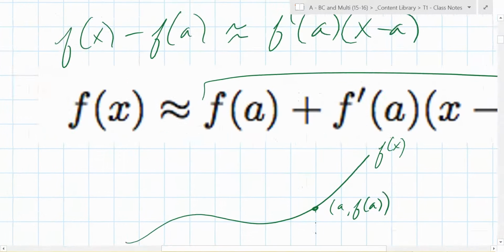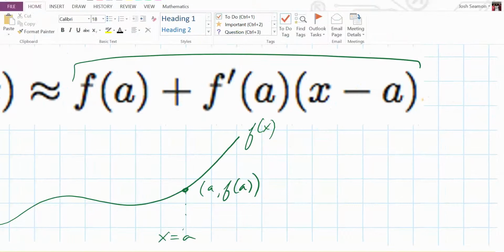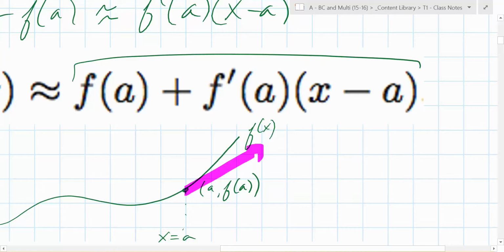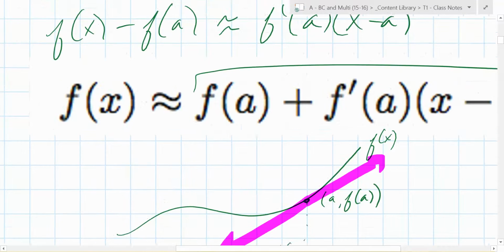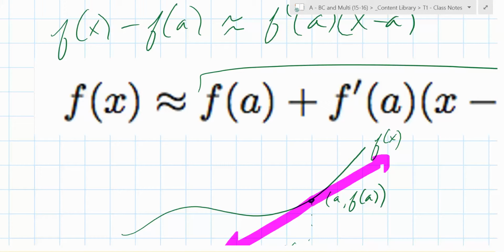So what is this? It's the tangent line, kids. This is the equation of the tangent line right here. What this is saying is for values close to the point of tangency, the function itself is close in value to the values of the tangent line. In the neighborhood of a, this function approximates that function. Are you with me so far? So around it, it's pretty good.